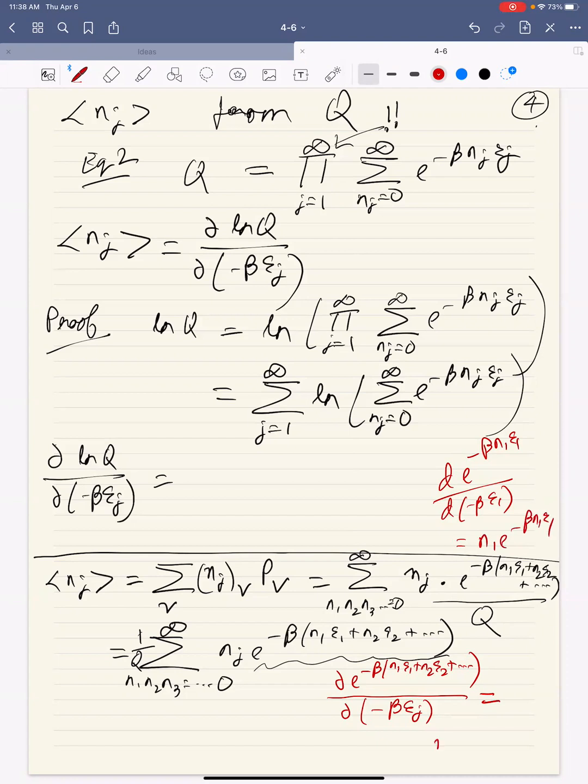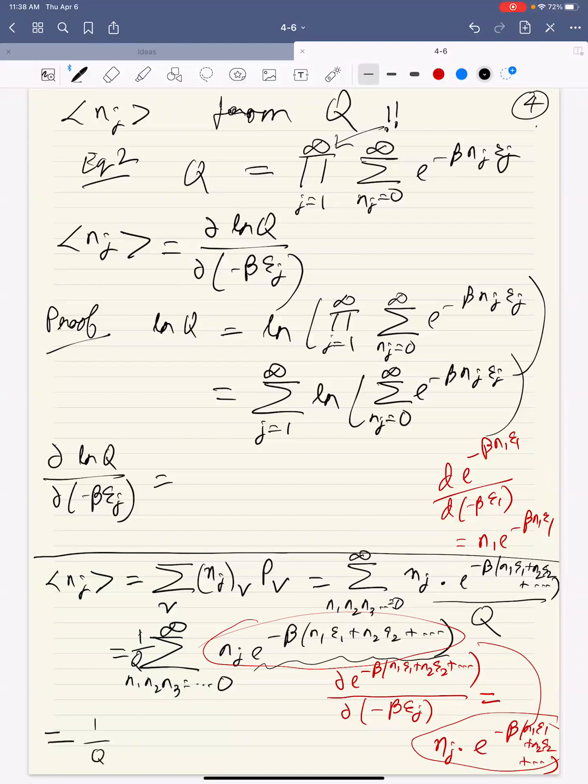So here, Nj will fall out. And what will you multiply by? The pure exponential, the exact thing that you have, right? That is exactly what we have over here. So what is this thing? This is 1 over Q, summation over N1, N2, N3 and so on from 0 to infinity, of the partial of e to the power minus beta N1 epsilon 1 minus beta N2 epsilon 2 by partial minus beta epsilon j. Okay. This is maybe a lot too many partial derivatives for 11 a.m. Is everyone awake? Okay, Sumin, are you awake?